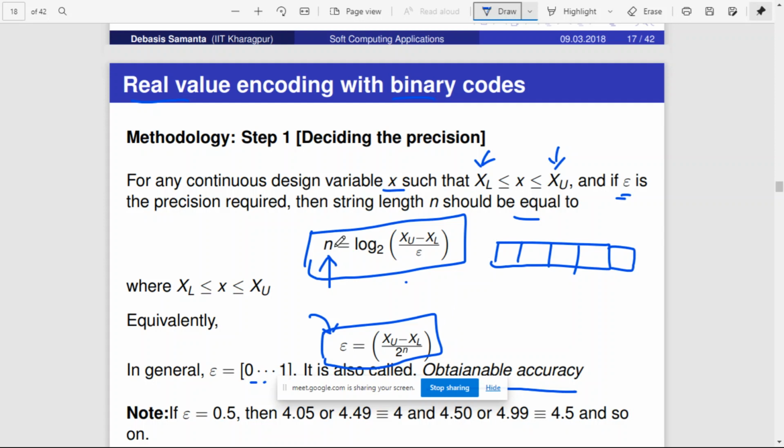What is this formula? Yeah, if n is known, if some binary number is given, 0, 1, 0, 1, 0, okay, say that this binary number is created from a real value. But now you know that this number contains this many bits, 1, 2, 3, 4, 5, 6 bits. Now, if you want to know its accuracy, that is epsilon, that can be calculated using this. Right?